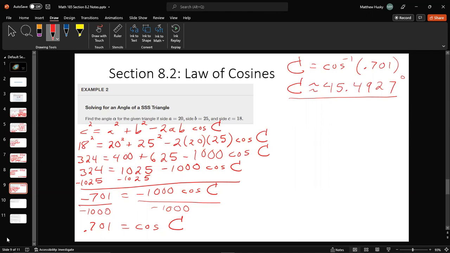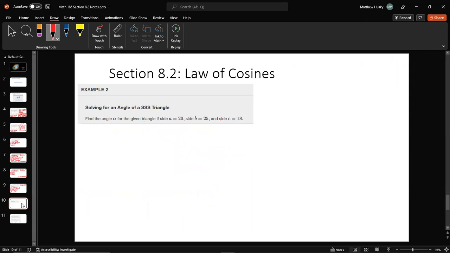Okay, so let us continue the story here. Let's jot down what we just got. Angle C was 45.4927 degrees. Okay, we'll save that for later. All right, now we're going to rinse and repeat and do that for one of the other angles.